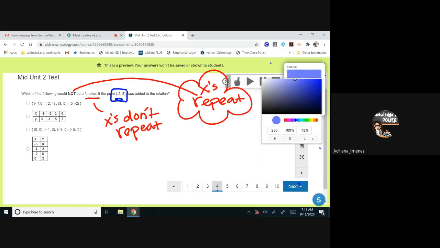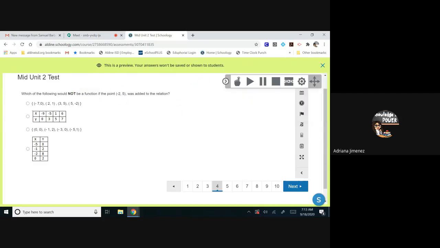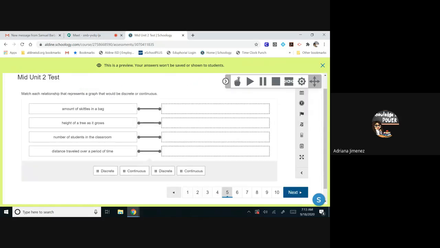Oh, this thing, I never know how to get rid of it. All right, so we press clear, close, go to the next one. All right, so match each relationship that represents a graph that would be discrete or continuous.